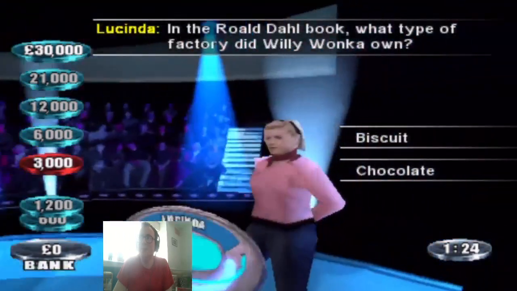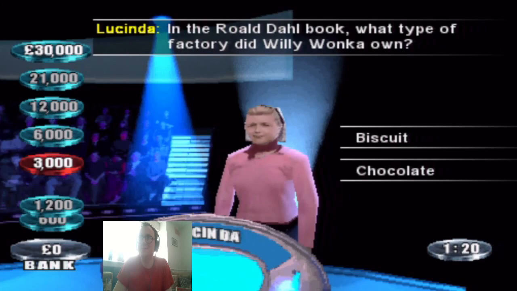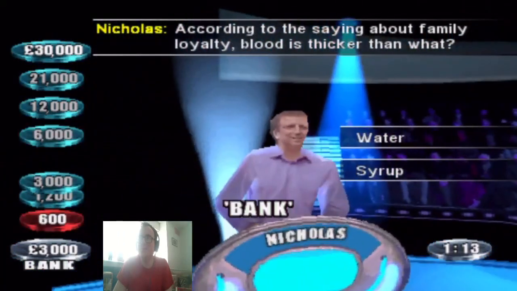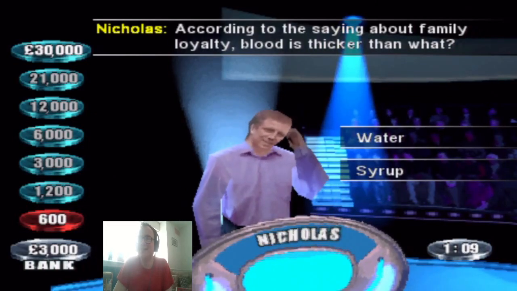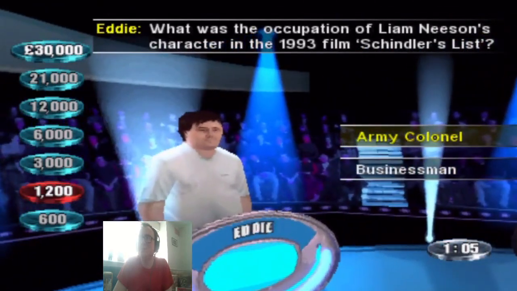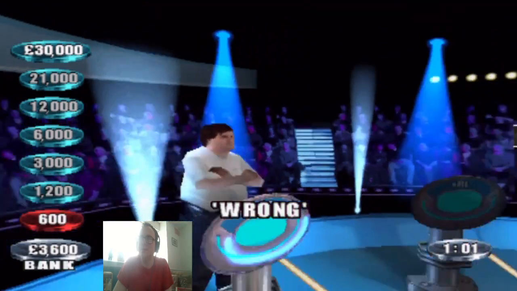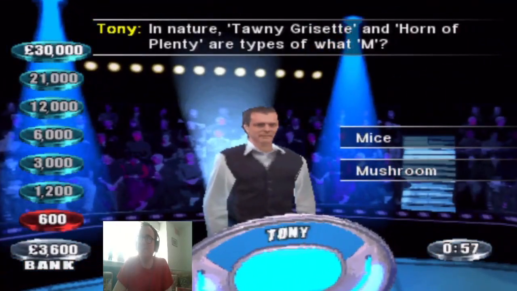In the arts, what type of factory did Willy Wonka run? That's a chocolate factory. Yeah, it's the bottom one. Correct. Yeah, it is the bottom one. Nicholas, chocolate factory. Which one of these answers is correct? Blood is thicker than water. Oh, shut up. Oh, yes, got this. Correct. Okay, I was about to say. What was the occupation of Liam Neeson's character in Schindler's List? Army colonel? Oh, to be fair, I haven't seen Schindler's List, so I wouldn't have known that. It's the bottom one. Correct.